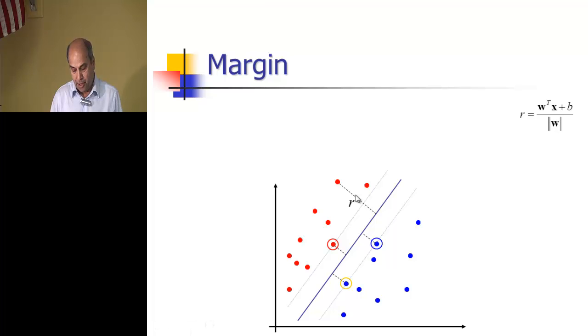So in general, to separate these two classes, we want to have some margin. The more margin there is, the better. We won't get confused. Okay? So this essentially is the margin. Okay?